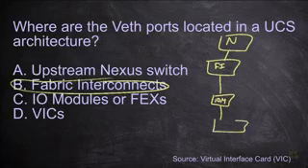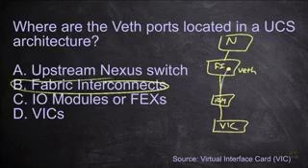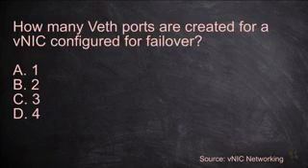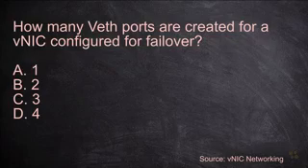And then in the end, we have the VIC. And so any one of these components could believably be where we're going to terminate a virtual Ethernet interface. However, it's important that we recognize that it happens on the fabric interconnect. The VETH port is going to tie down into the virtual space to a particular VNIC. We spin up these VNICs inside of the UCS manager configuration, and it's presented to the host downstream as if it's a physical connection. Last question, how many VETH ports are created for a VNIC configured for failover?